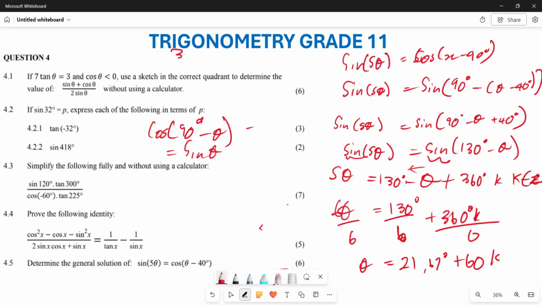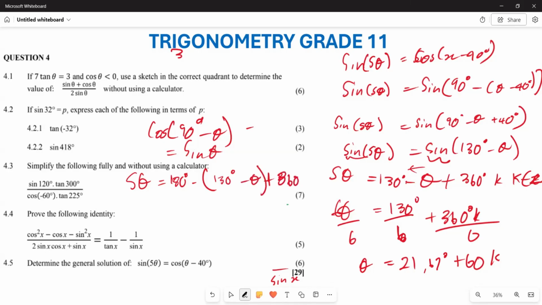Then number 2, you are going to say, in which quadrant is my sine also positive? In the second quadrant, right? So you're going to go and do the same thing, right? You're going to say, look, 5 theta is equal to 180 degrees subtract whatever that you had here. And what is it that we had here? Remember here it was 130 degrees subtract theta. This is going to be then plus 360k, where k is an element of real numbers. And now from here, what is it that you are going to have?